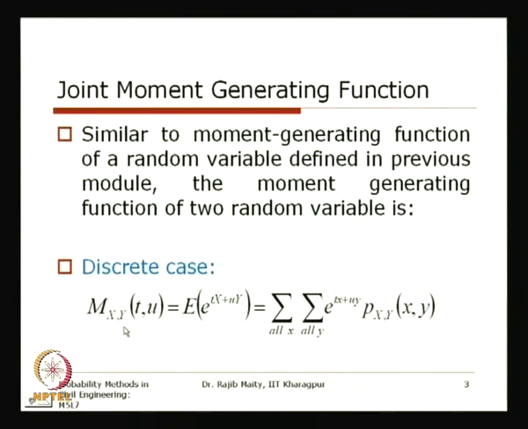For both these random variables, the moment generating function is the expectation of the exponential function e^(tX + uY). In the earlier lecture we discussed how to get the expectation of a function. This is nothing but this function multiplied by the probability mass function, summed over all x and all y. The function we get is the moment generating function of the joint PMF of X and Y.